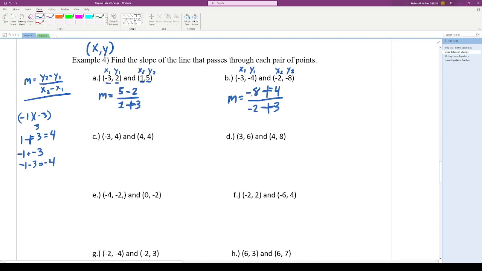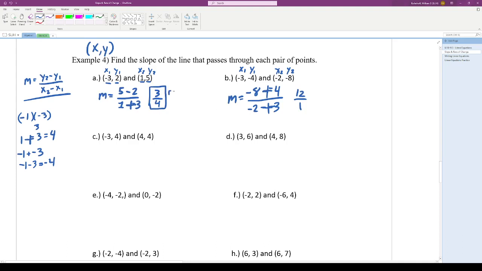Now that I've resolved these double signs here, I can go ahead and combine them. So negative 8 plus 4 equals 12. Negative 2 plus 3 equals positive 1. So our slope on the second one would be 12. I don't think we ever finished the first one. We had 5 minus 2 was 3, over 1 plus 3 was 4. So our slope here was 3/4.